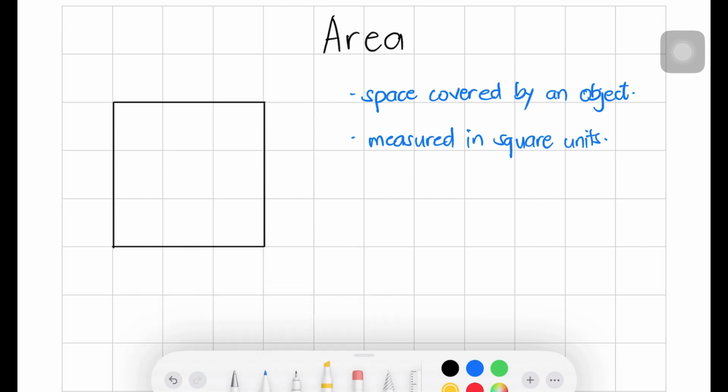To get the area of this square, we will be counting the number of square units that it covers. 1, 2, 3, 4, 5, 6, 7, 8, 9. So that means the area of this square is 9 square units.